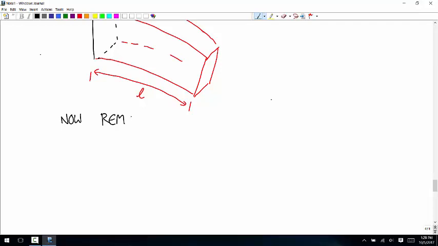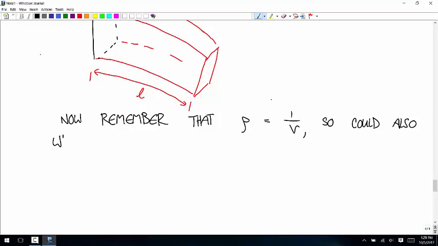So now remember, that density is just 1 over the specific volume. So you could also write this as the integral over the area of that normal component of the velocity divided by the specific volume, dA.